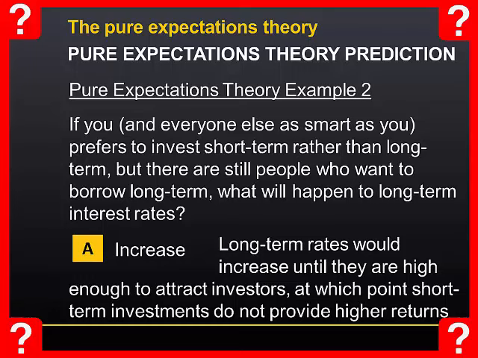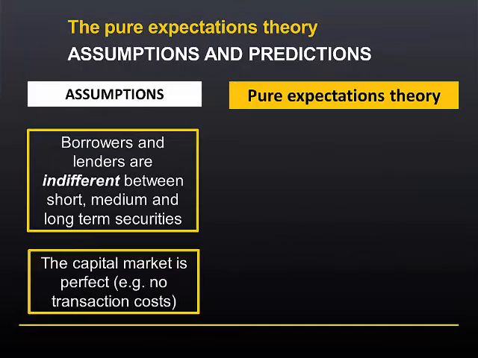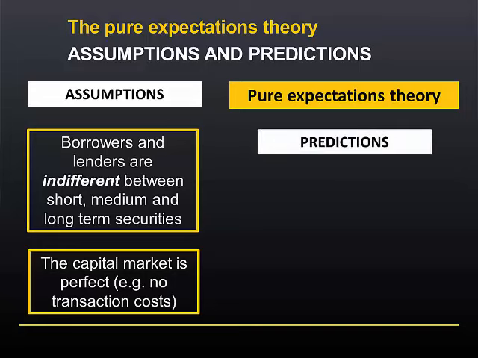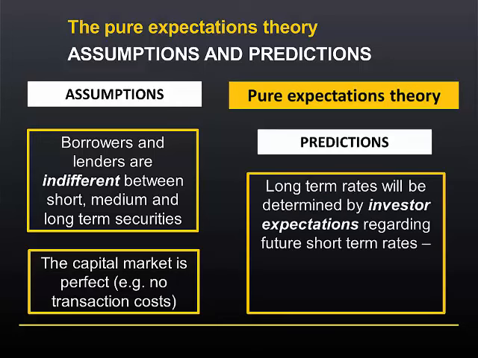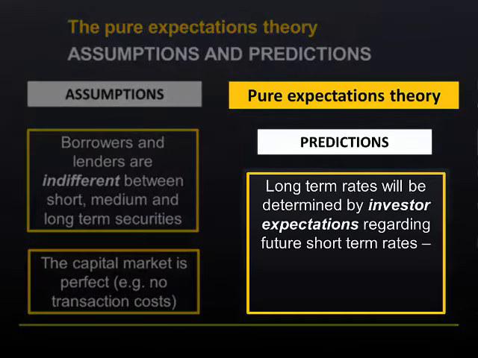Once the interest rates are in equilibrium, you will get exactly the same return from a series of short-term investments or one long-term investment, given that long-term interest rates have increased. So to complete our description of the pure expectations theory, we can add to the assumptions that we discussed earlier the following prediction. Long-term rates will be determined by investor expectations regarding future short-term rates.